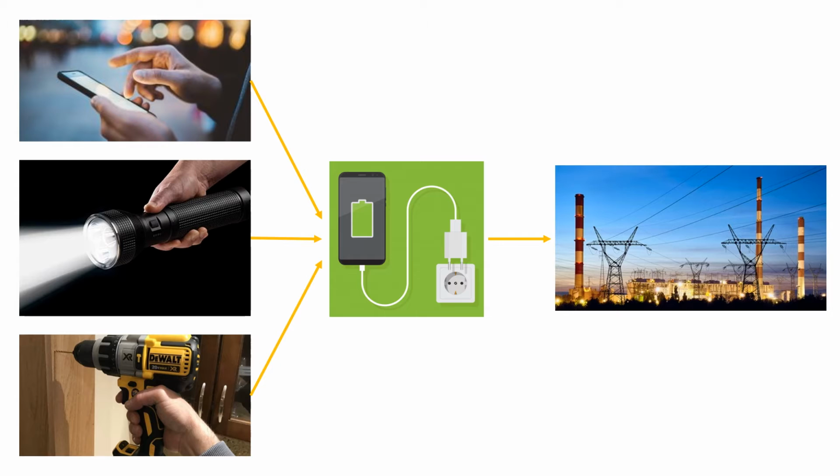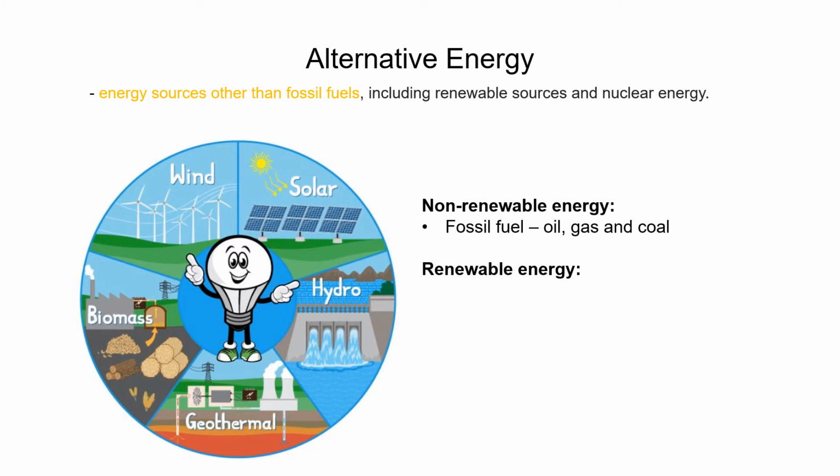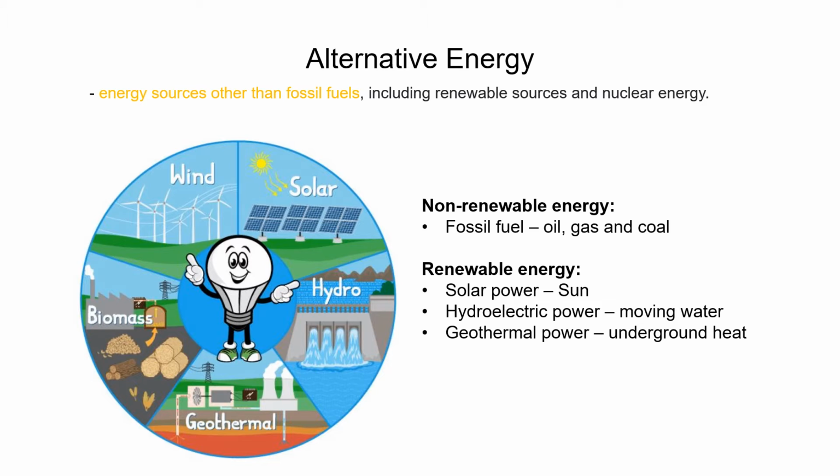Nowadays, most of developed countries are using alternative energy to generate electricity. So, what is alternative energy? Alternative energy is energy sources other than fossil fuels, including renewable sources and nuclear energy. Most power plants provide electricity either by using non-renewable energy such as fossil fuel from oil, gas, and coal, or renewable energy such as solar power from the sun, hydroelectric power from the moving water, geothermal power from underground heat, wind power from windmills, and other sources.